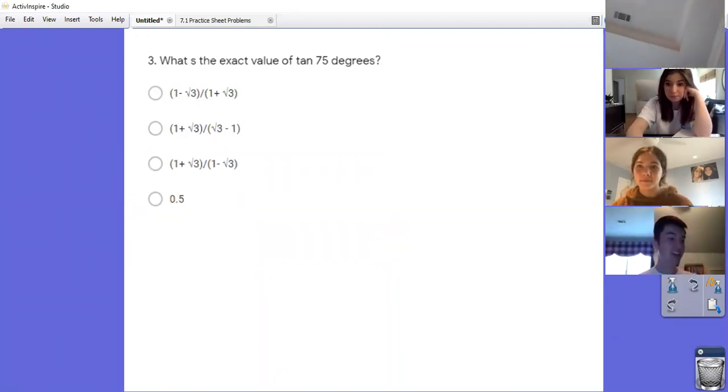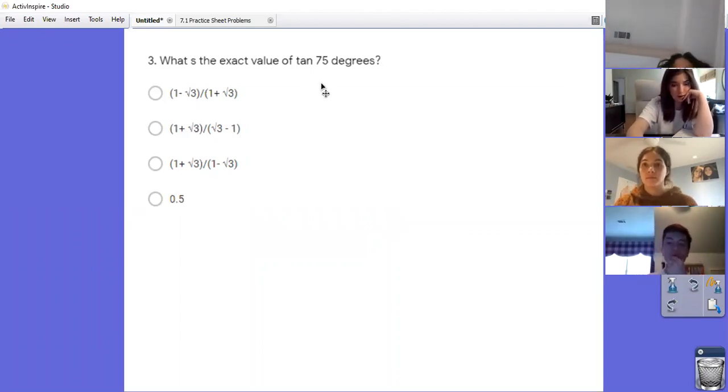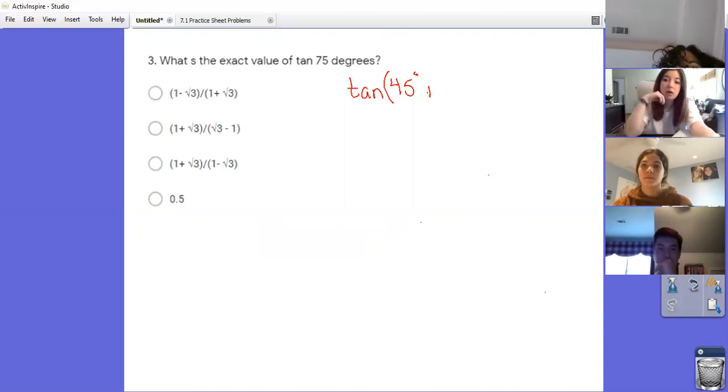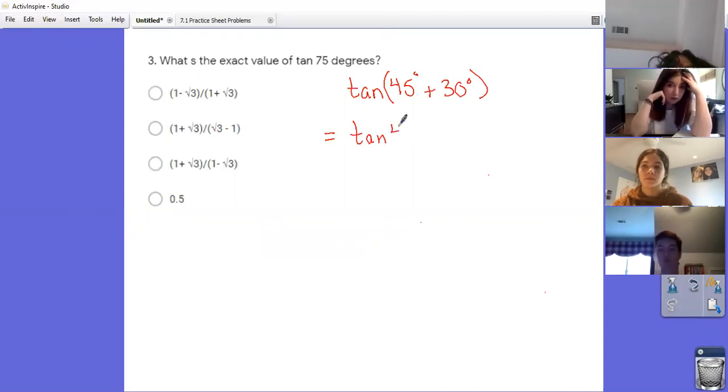Okay. So for this one, I'll move you guys over to that side. Okay. So I did tangent of 45. Whoopsie, I shouldn't have parentheses right there. Plus 30. So if we use our 45 plus tangent 30.